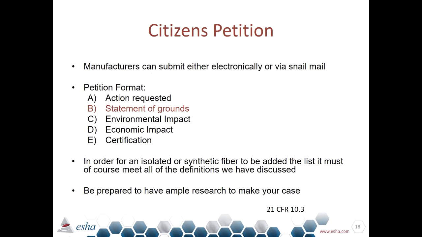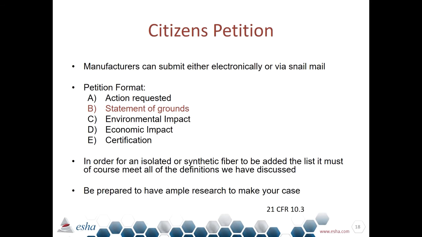All right, so citizen's petition. We talked a little bit about this, but what is it? Manufacturers can submit a citizen petition either electronically or via snail mail to the FDA, and the goal here would be if they are hoping to add additional non-digestible carbohydrates to the approved list. There are specific items a citizen's petition must hit on, and these include what action is being requested, the statement of grounds for the petition, any environmental impact, economic impact, as well as certification. So these 5 pieces must be included in any citizen's petition.